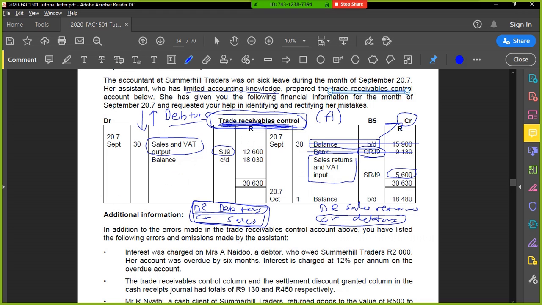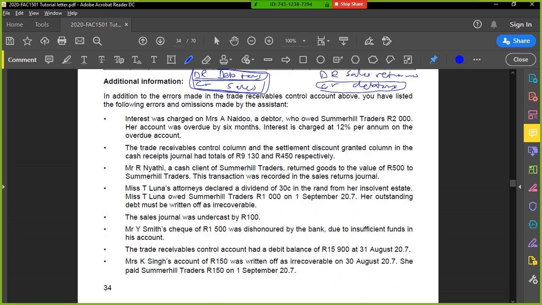So they haven't made too many mistakes. Obviously, the mistakes come later on because they've identified things that were incorrect, from what we read in the question, identifying and rectifying mistakes. So let's go look at the mistakes. In addition to the errors made in the trade receivables control account above, you have listed the following errors and omissions made by the assistant.